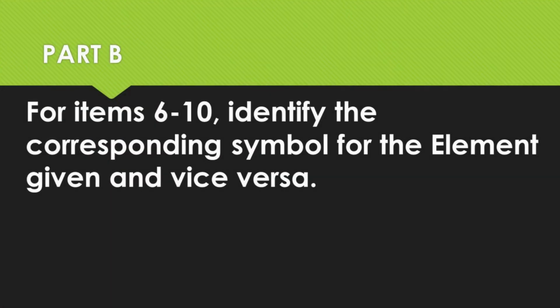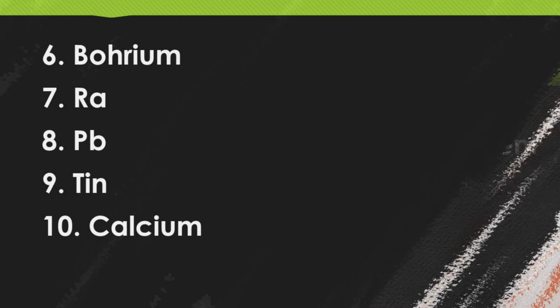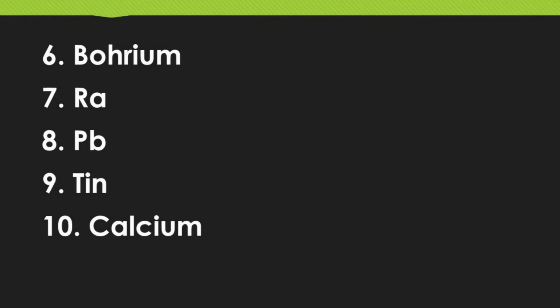Part B. For items 6 to 10, identify the corresponding symbol for the element given and vice versa. 6. Borium. 7. Ra. 8. Pb. 9. Tin. 10. Calcium.